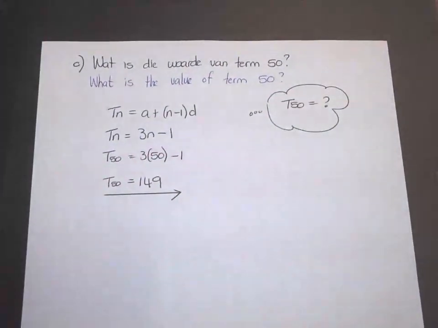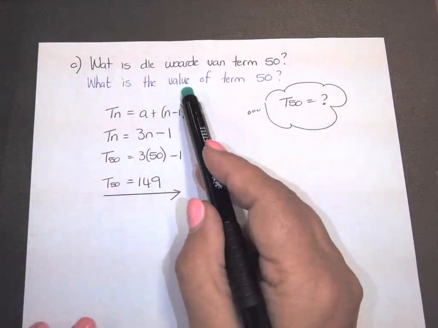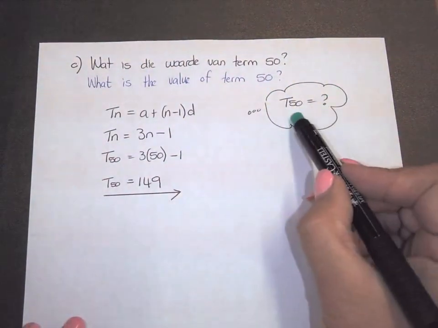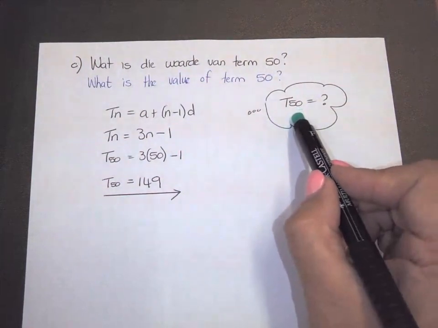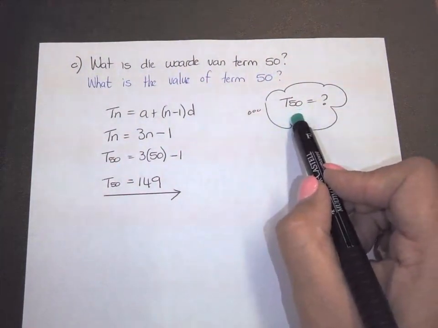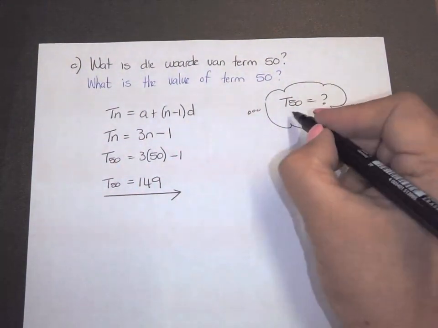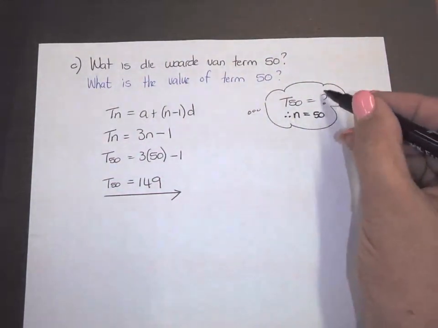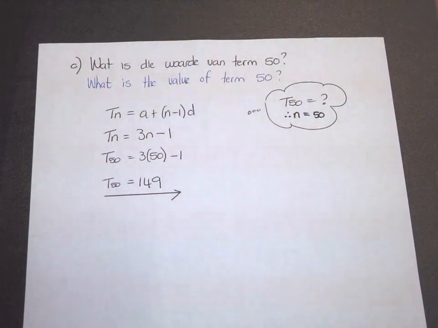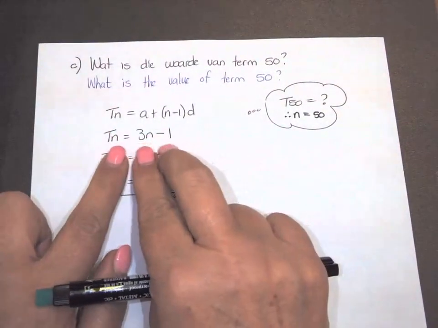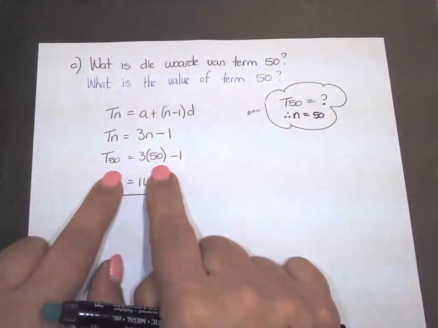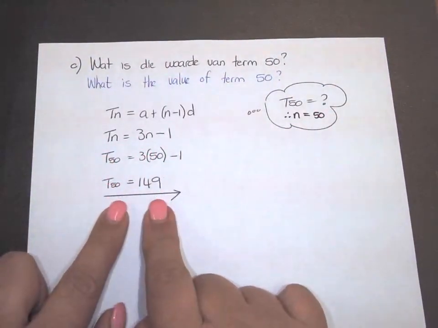The last question on this example. What is the value of term 50? So now they actually tell you that n is 50. And they want to know what is the value of term 50. Start with your general term, substitute n as 50, and then you get your answer.